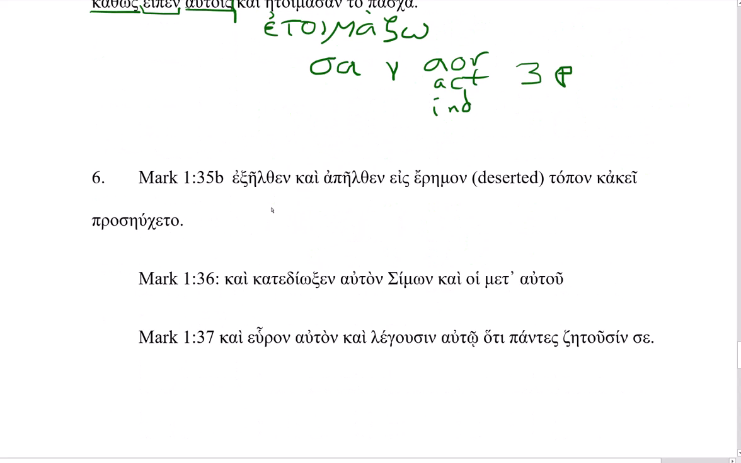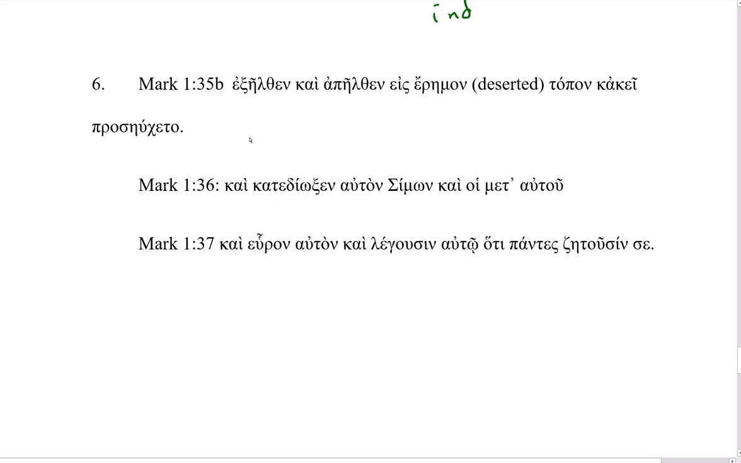Okay, let's move on to Mark 1:35b, and then 1:36, and then 1:37. The workbook doesn't have verse 36 in it, but I added it because we have a nice first aorist verb in there. So let's read this. Exelthen, we saw the same verb earlier, only this is a singular rather than a plural. Exelthen kai apelthen eis erēmon topon. Kakei proseuxato. An interesting diphthong there.